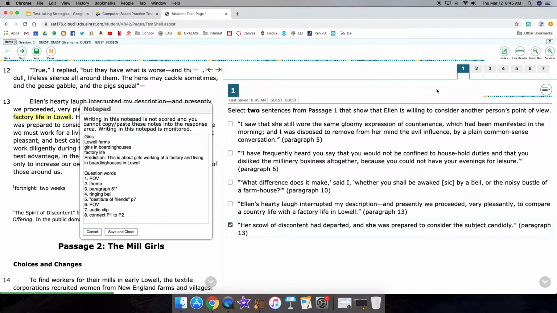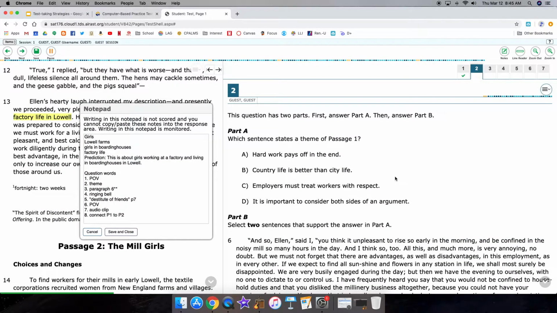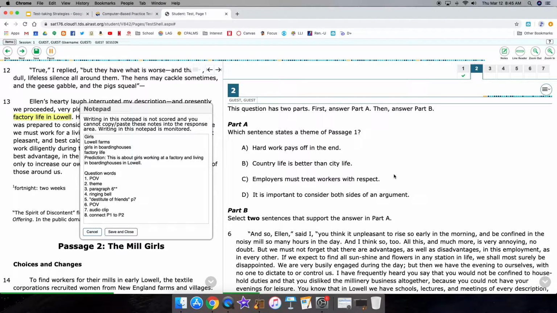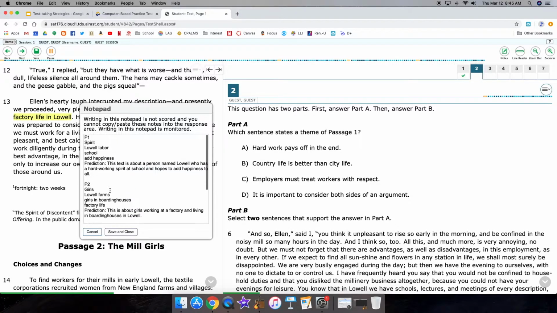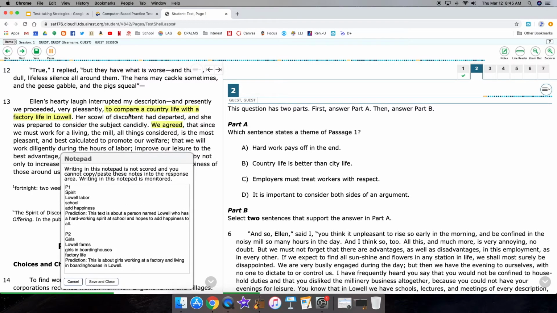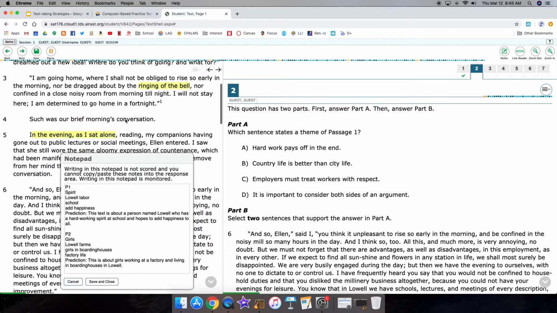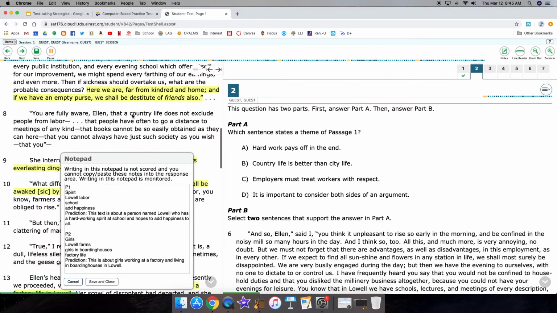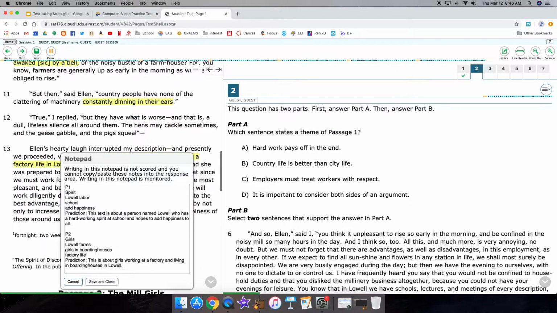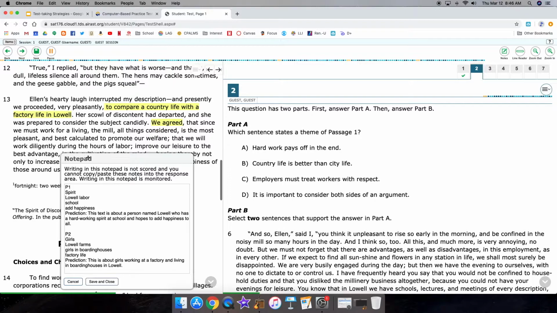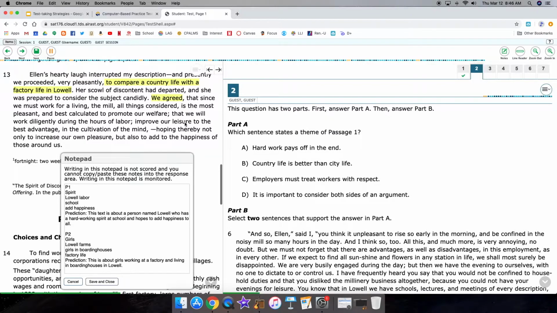So let's try question 2. I'm glad that worked. Question 2. Which sentence states a theme of passage 1? So theme is the overall truth about life that it is trying to give us. If I look back at my prediction and I look at my highlighted words, we have that bell ringing, so this girl's really stressed out. She's not happy at the mill, but then eventually she realizes, though she's not happy, compared to country life, she has a lot of access to books and they have a lot of ability to have leisure time to cultivate their minds. So let's see what we got here.